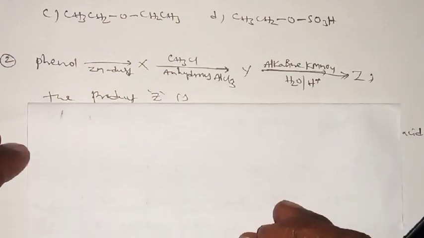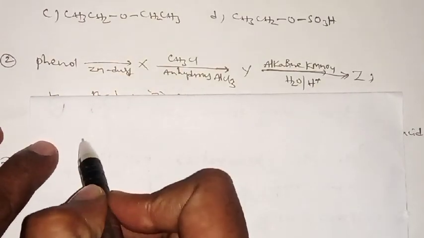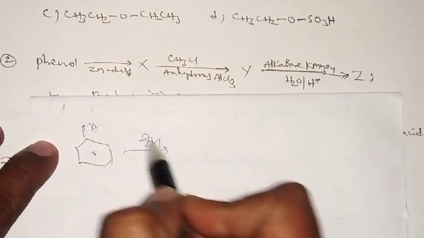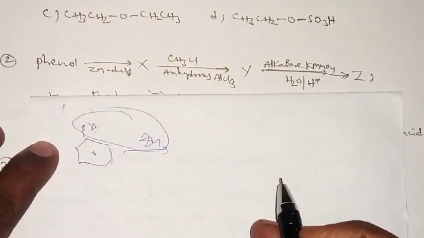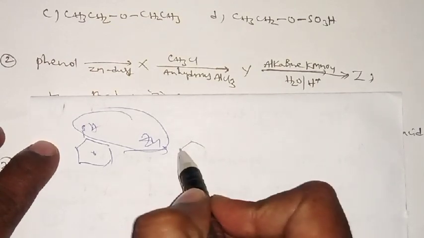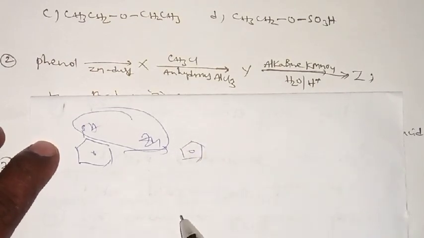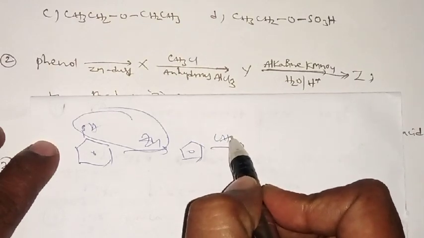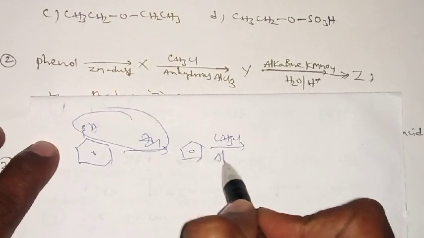See the first step, phenol with zinc dust. What happened? The zinc abstracts this OH and it comes out as zinc hydroxide. Then what will we get? The corresponding benzene. Then it is treated with CH3Cl in the presence of AlCl3.